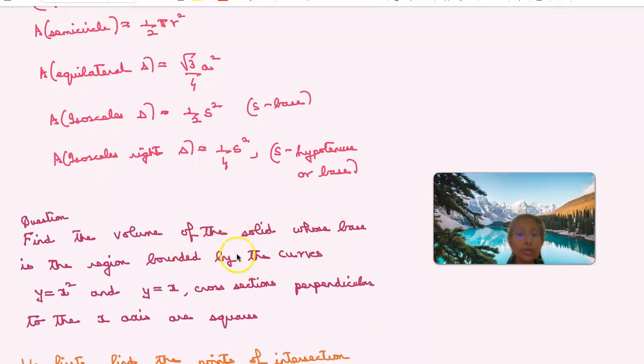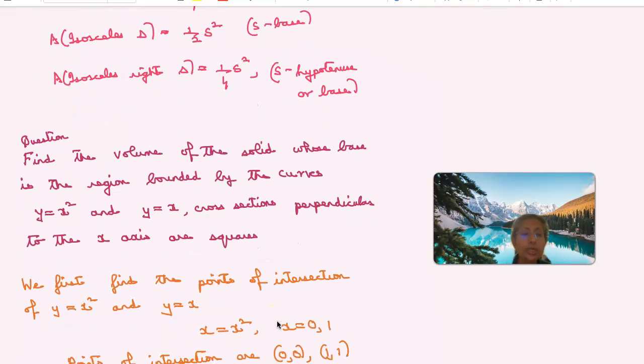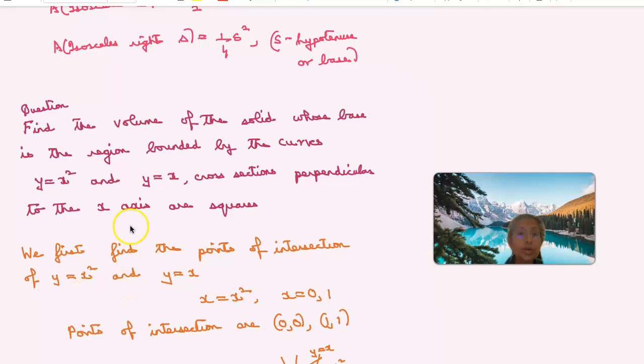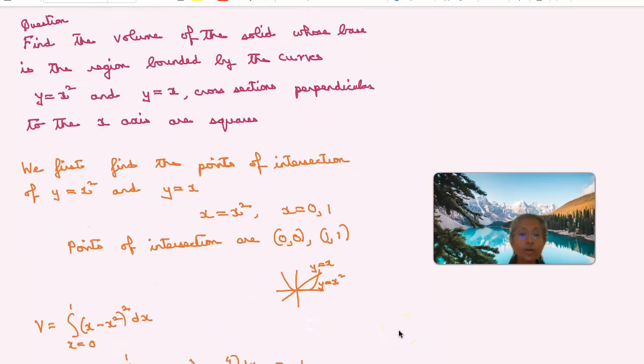Find the volume of the solid whose base is the region bounded by the curves y equal to x squared and y equal to x. Cross sections perpendicular to the x-axis are squares. So if you find the points of intersection of y equal to x squared and y equal to x by solving simultaneously, if I put x equal to x squared, x is 0 and 1, and substituting for y, your points of intersection are (0, 0) and (1, 1). So this is y equal to x and this is y equal to x squared.